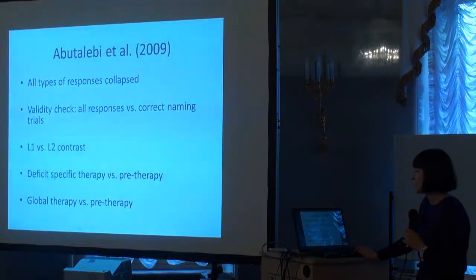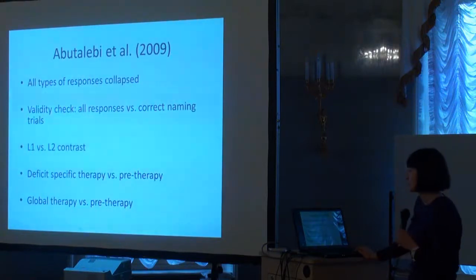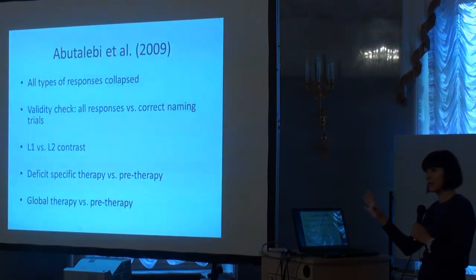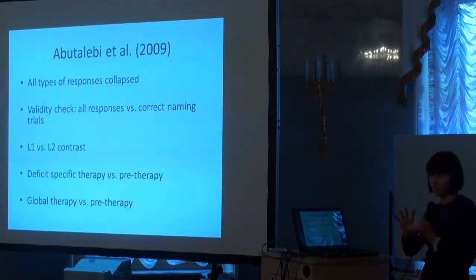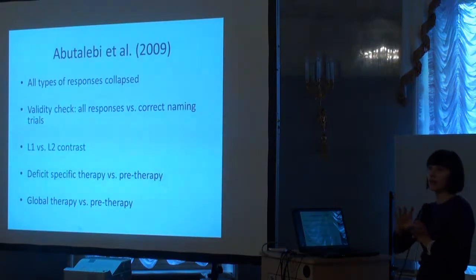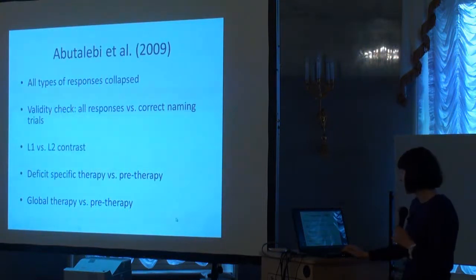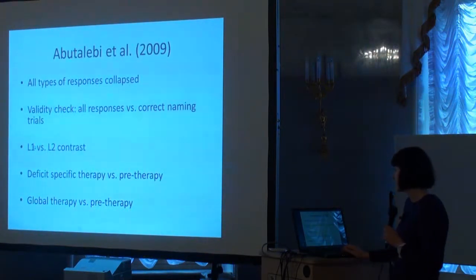So what they did to prove that they are allowed to collapse all responses, they did a validity check. They compared all responses with correct naming trials, and proved that the activation is the same, but it's stronger when we collapse all trials. This is why they analyzed all responses collapsed in the end. And the contrasts which they did were between L1, of course, and L2, because the therapy was delivered only in L2. This is why they were so interested in that.